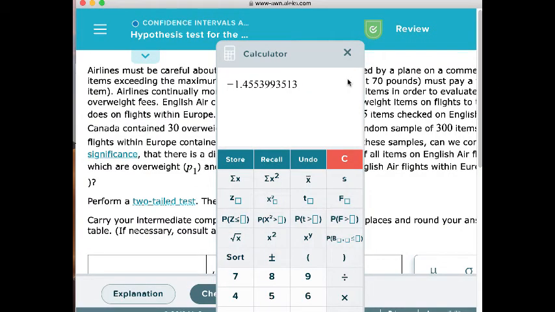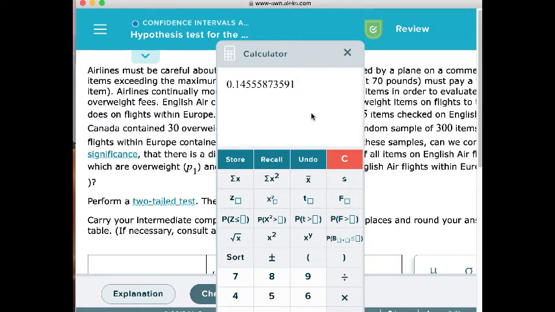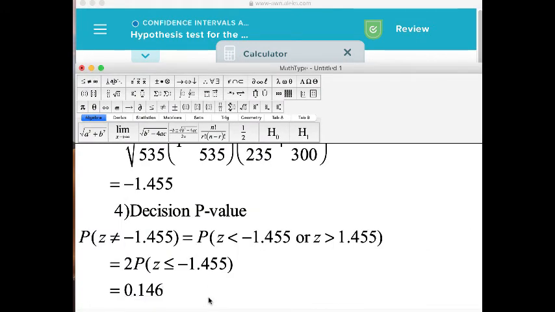So now I have the Aleks calculator open. I have the test statistic. I'll double click on that. I'll hit 2 times P of Z, and then I'll put a 2 in front. So you get 2 times the probability that Z is less than or equal to negative 1.455. And we get a p-value of 0.146 when we round. It's going to help us make a decision.